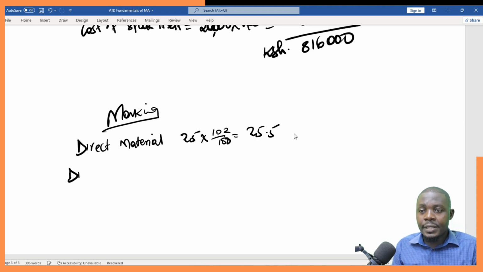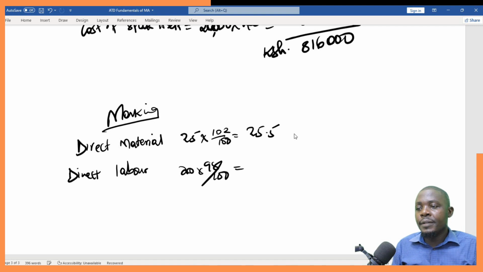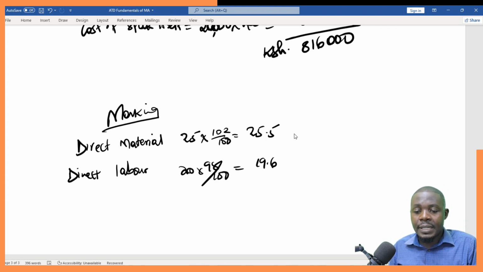Then direct labor will drop by 2%, which currently is 20. 20 multiplied by 98 over 100. In that case, we have 20 multiplied by 98, everything divided by 100, which will now be 19.6. The cost per unit will be 19.6.